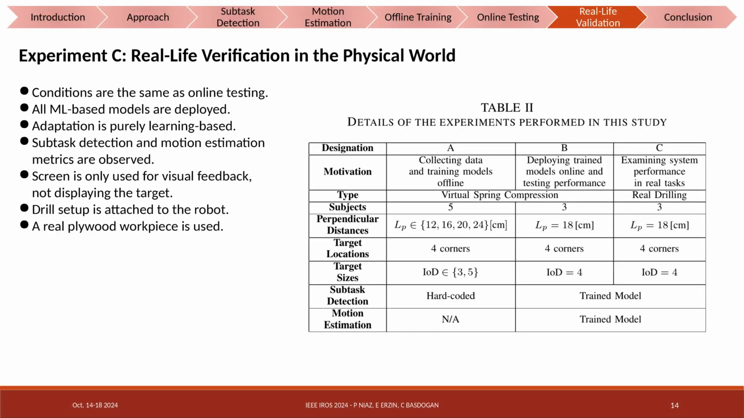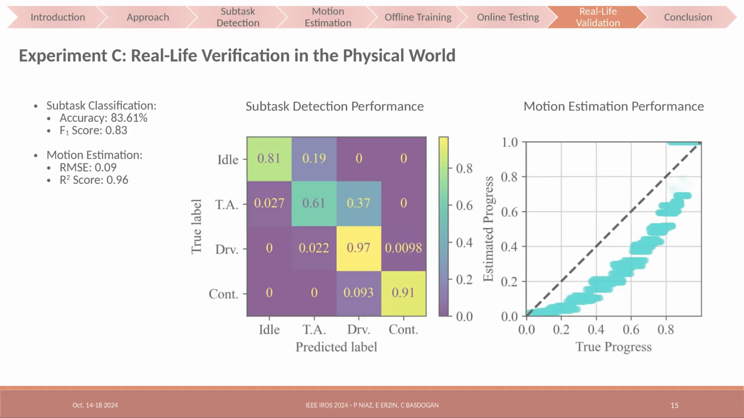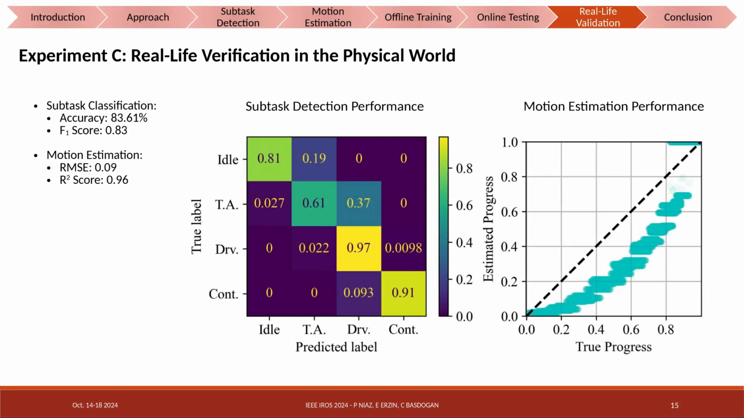Finally, we deploy the trained models in a real drilling task in Experiment C under similar conditions to those in Experiment B to compare their real-life online performance under adaptive controller C3, which uses both subtask detection and motion estimation. Performances reported here are similar to those reported in Experiment B, indicating that model performances do not drop in real experiments and remain acceptable for real-life tasks, further denoting the generalizability of the models.